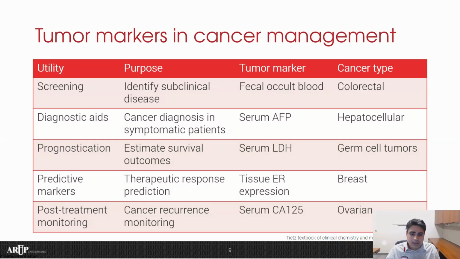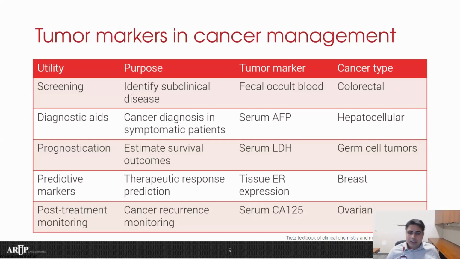The second utility is diagnostic aids. The keyword here is aid. Tumor markers can serve as an aid in diagnosis of cancer, particularly in symptomatic patients. A good example here is serum AFP in the context of hepatocellular carcinoma. The third utility is prognostication. Prognostication refers to using tumor markers to estimate survival outcomes. A good example here is serum lactate dehydrogenase in the context of germ cell tumors.